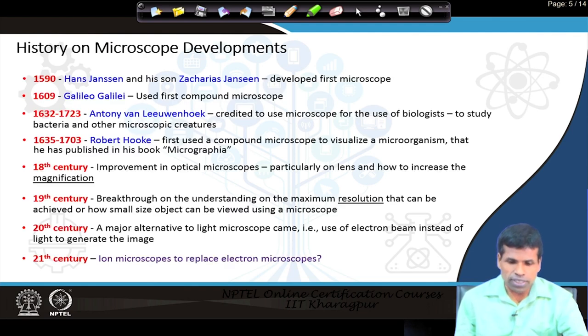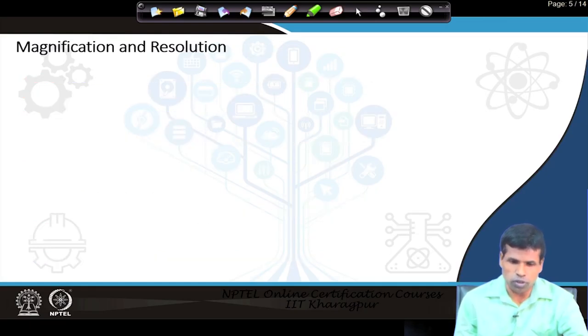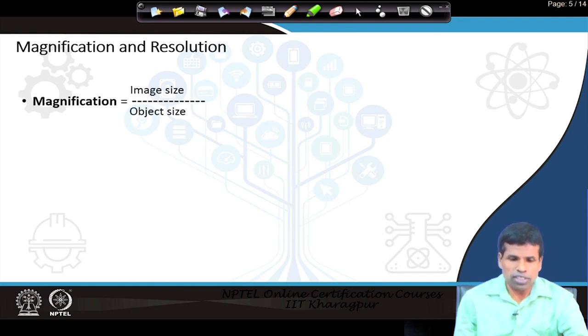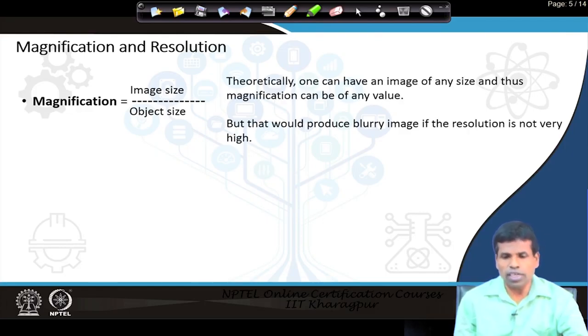In these slides, what you have seen, there are two important words: magnification and resolution. So, let's try to understand what is magnification and what is resolution. Magnification is nothing but the ratio of image size to the object size. Theoretically, one can have an image of any size, and thus magnification can be of any value. But increasing the magnification to any extent would produce a blurry image if the resolution is not good enough. So, just increasing the magnification, if the resolution is not good, will not be enough.